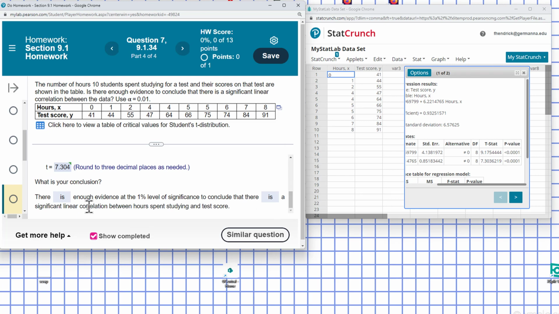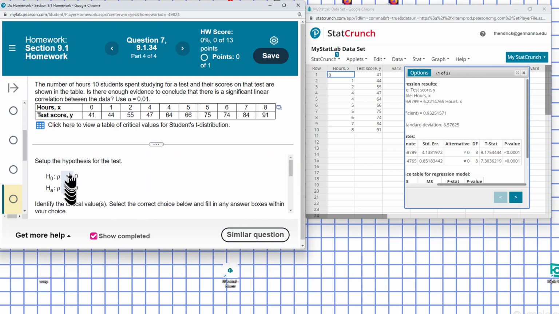There is enough evidence to conclude that there is a correlation. So we reject the null hypothesis, and there is enough evidence to conclude that there is a correlation here, because the p-value is smaller than the level of significance. So there is a correlation.